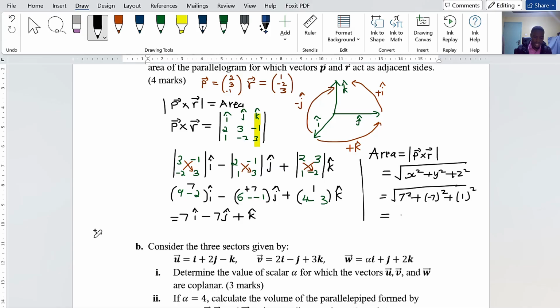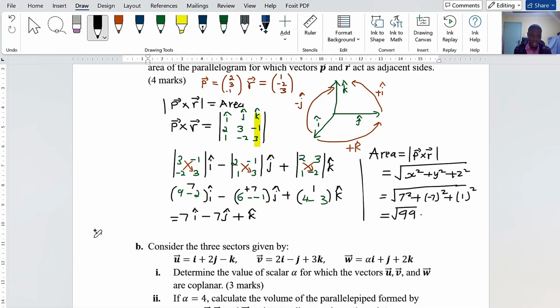Using my calculator, I have 7 squared is 49, plus another 7 squared, 49, plus 1. That gives me 99. So we'll have square root of 99. You can leave it like that if you like, or you can get the square root.